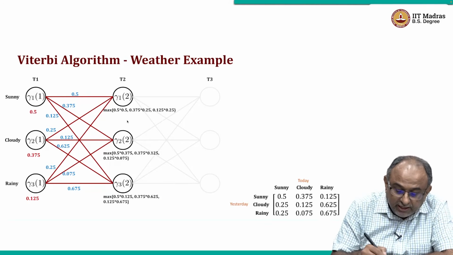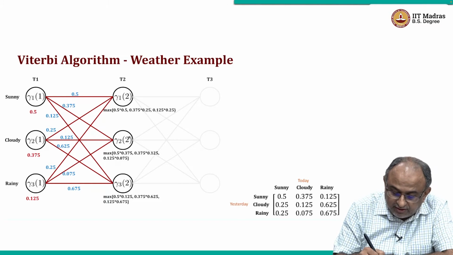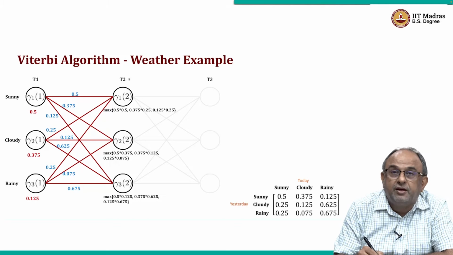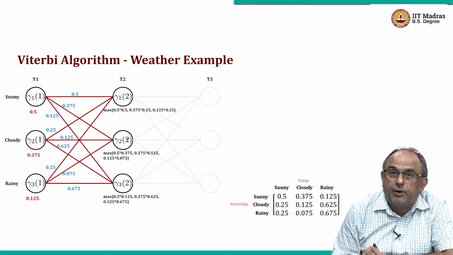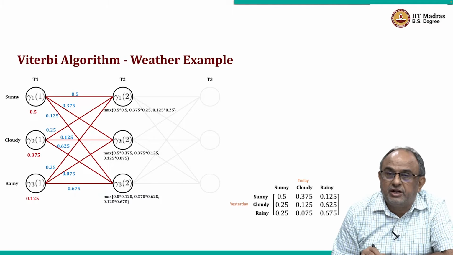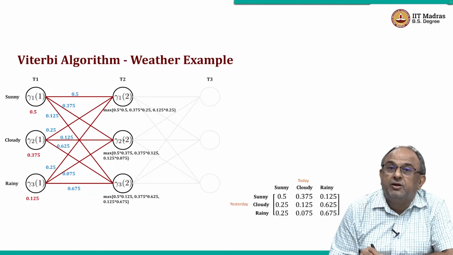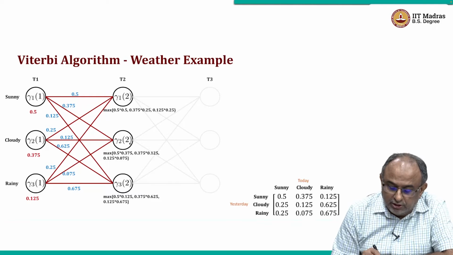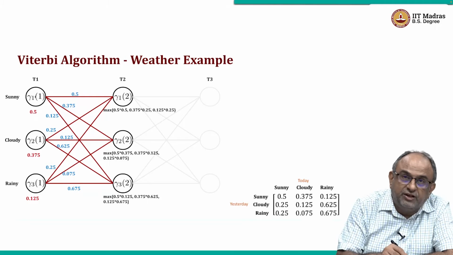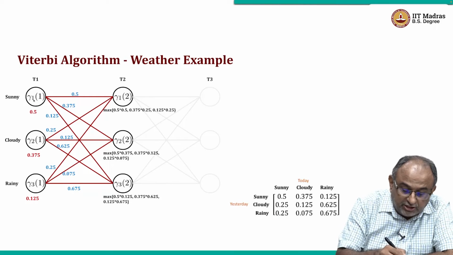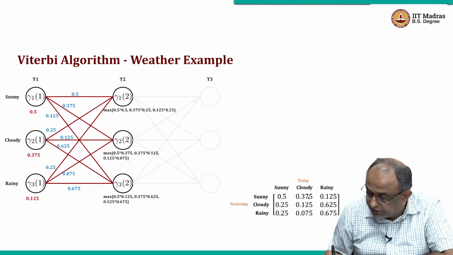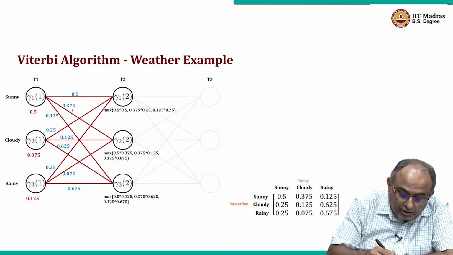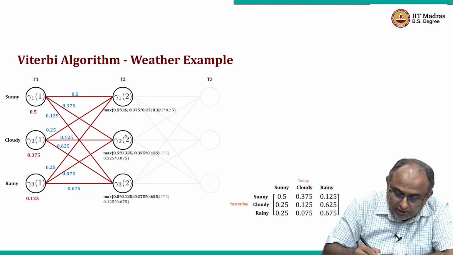So similarly, if I am coming to the second state, on the second day, what is the best probability that I will be in the cloudy state on day 2? I can come from the sunny state from the previous day. That is already 0.5 multiplied by the transition from state 1 to state 2, which is 0.375. So that is the 0.375 that I am talking about.